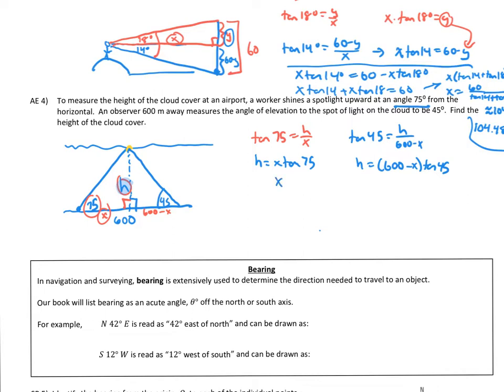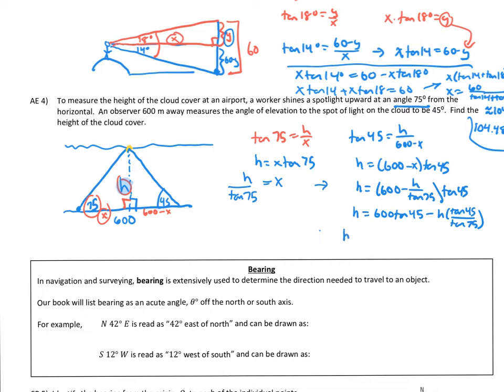So I will solve for x, which is h over the tangent of 75, and that's what I'm going to substitute in the other equation. h then will equal 600 minus h over the tangent of 75 times the tangent of 45. And like before, I'm going to solve it for h. First, I need to distribute, so that would be 600 tangent of 45 minus h times tangent of 45 over the tangent of 75. So bringing the h to the other side and then factoring it out, let me go ahead and do that in two steps.